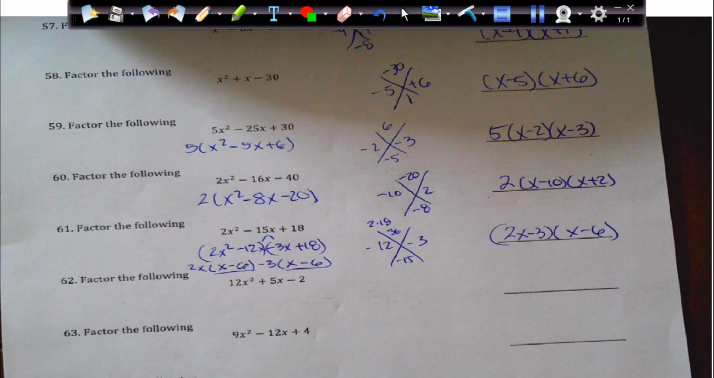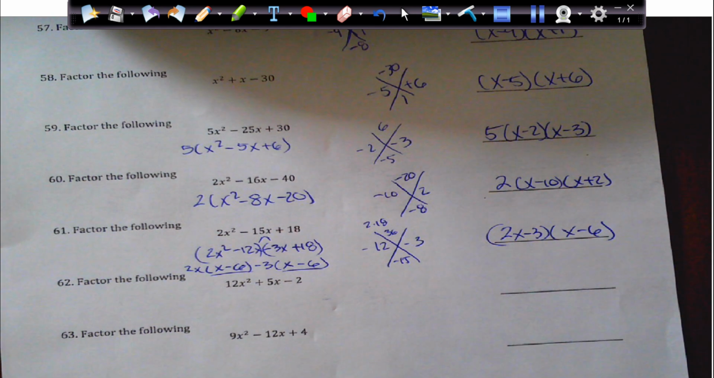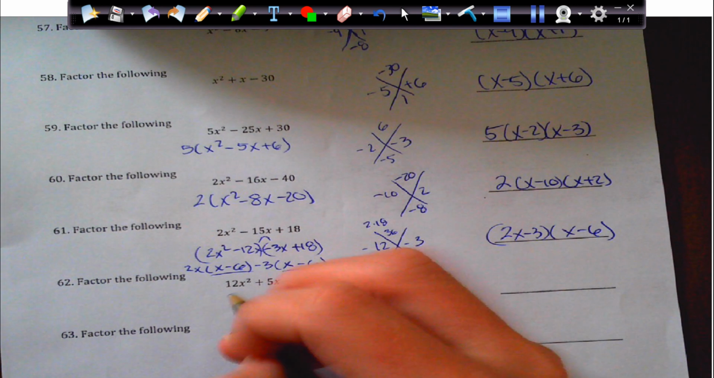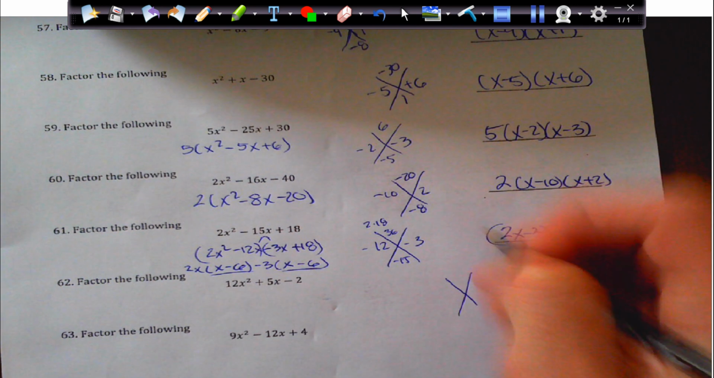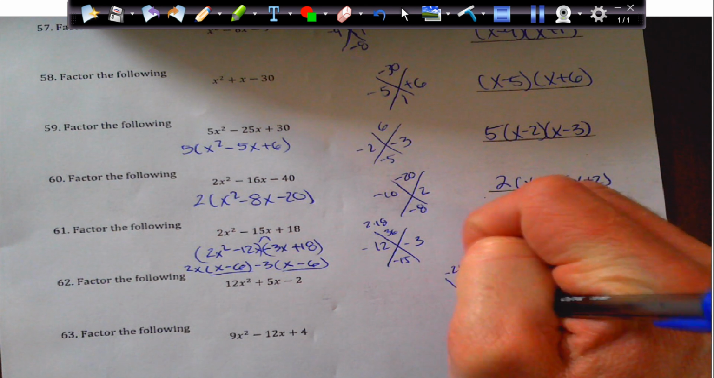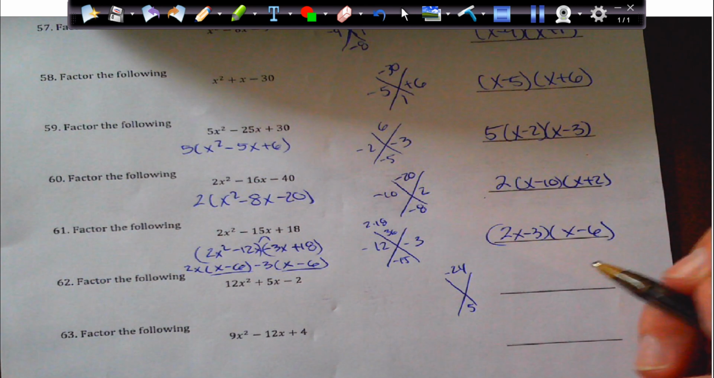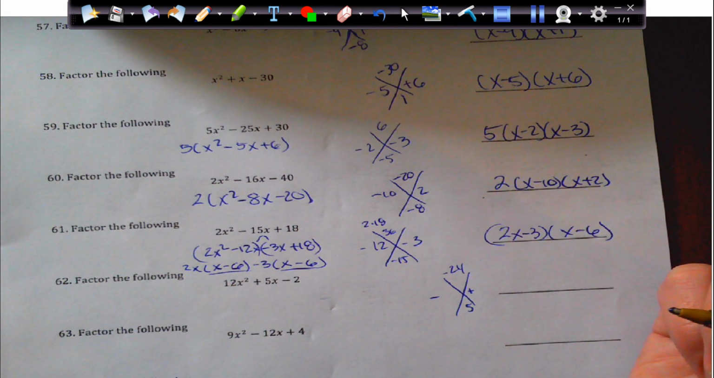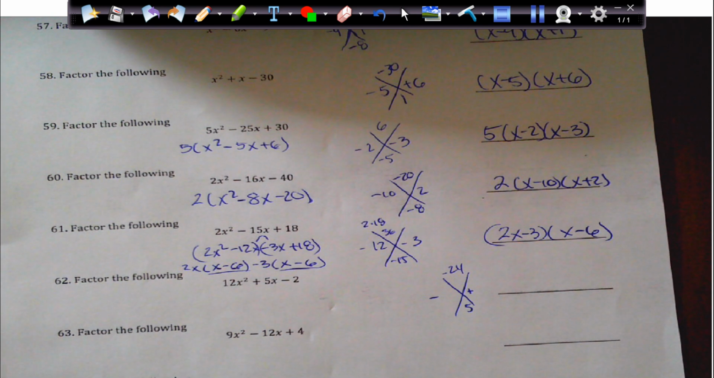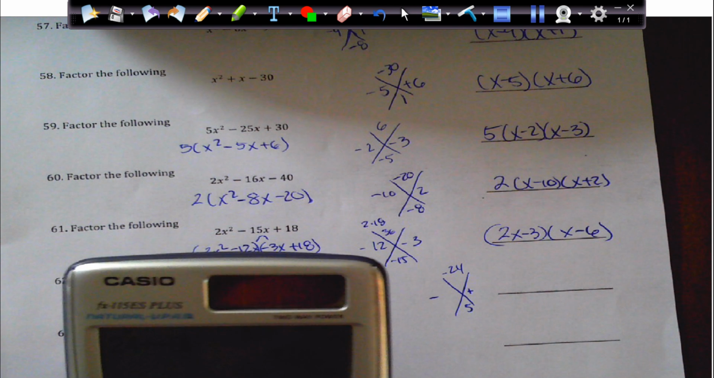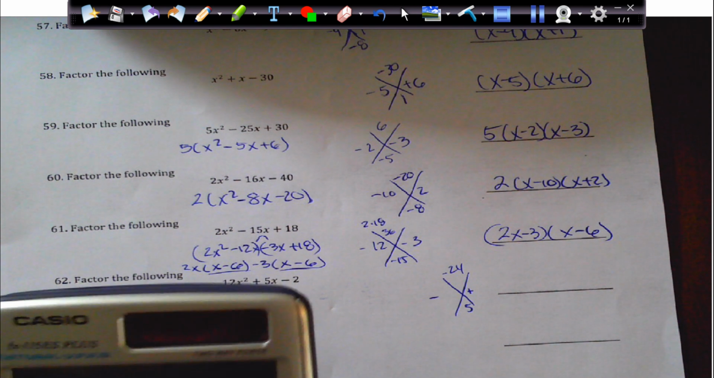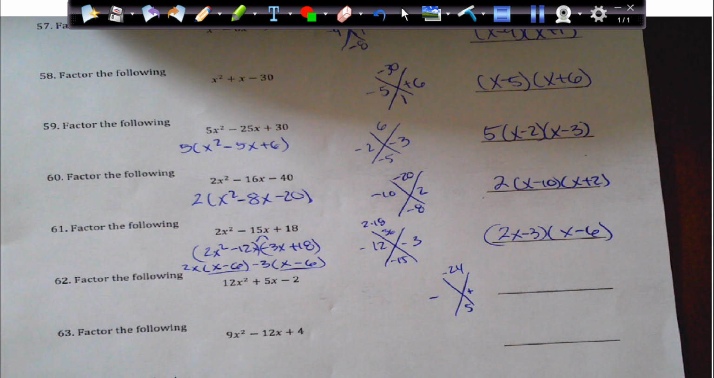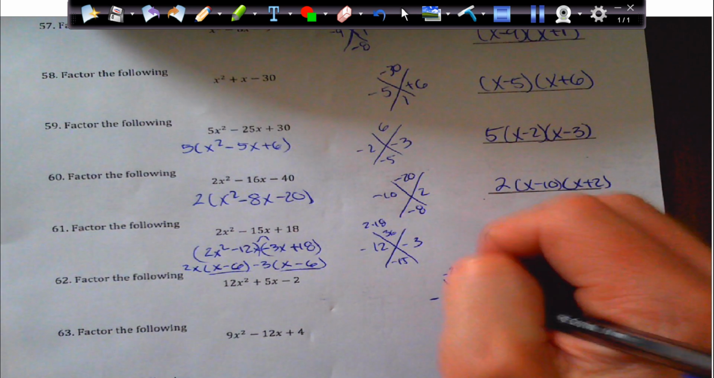All right, guess what? As if that wasn't enough, we got to do it again. So, let's go. 12 times negative 2, that is going to be negative 24 and 5. So one's negative, one's probably positive in this case. So we got 12, no, 6 and 4, no, 24, maybe divided by 8, would that work? No, that's 8 and 3, which makes 5. Yes, it does. Okay, 8 and 3, there we go.